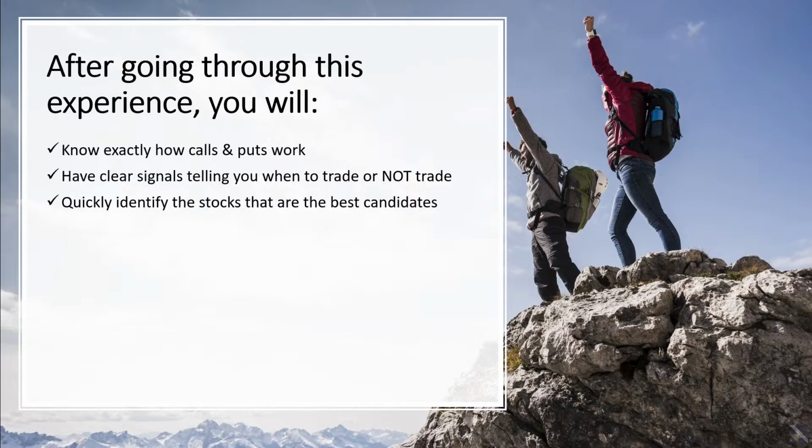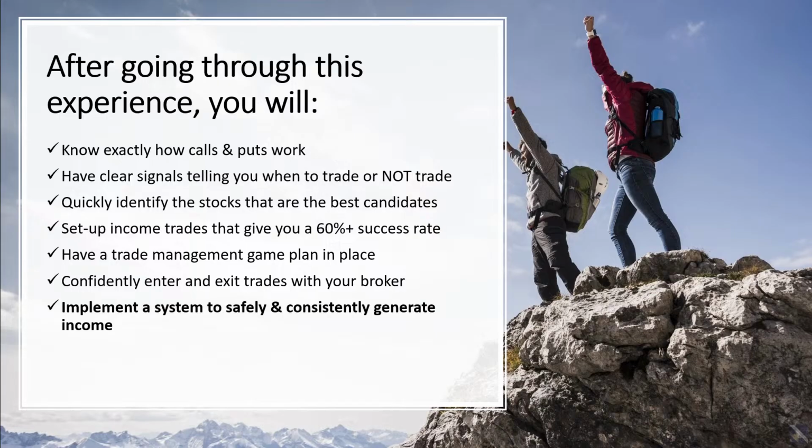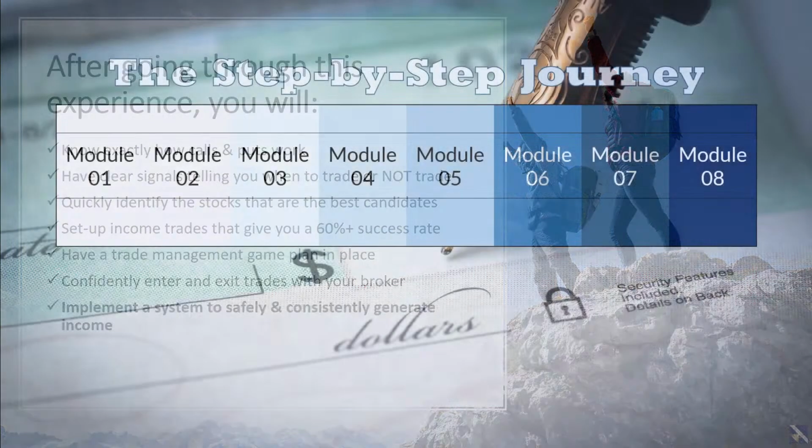Now, we're going to have a rules-based approach. This is going to free up a lot of time. You're going to be able to set up income trades that give you a 60+% success rate. You're going to have a trade management game plan in place prior to placing your trade, so you know exactly how to handle any situation the market throws at you. You're going to be able to confidently enter and exit trades with your broker like a pro, whether it's your first trade or your 500th trade. You're going to implement a system to safely and consistently generate income. That way you can live that lifestyle you want without that fear of running out of money.